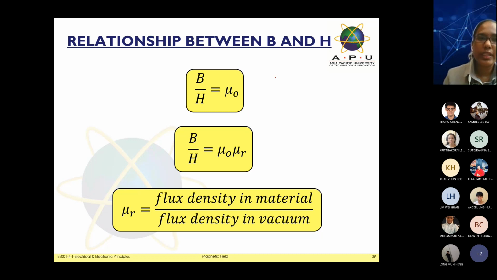Okay, so the way they're using the equations here. The first one is B divided by H, where you have the absolute permittivity. The second one uses the same form, but it's defined based on the relative value for a different material. And the next one shows you based on the relative. Usually they give you the value, but the way they specify it here, they get the relative value by using the flux density in the material divided by the flux density in a vacuum.